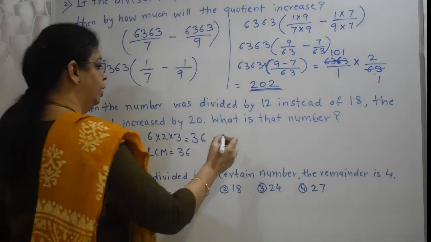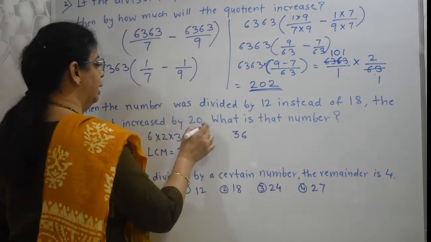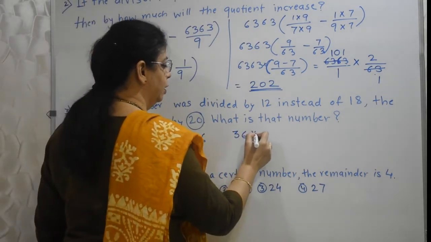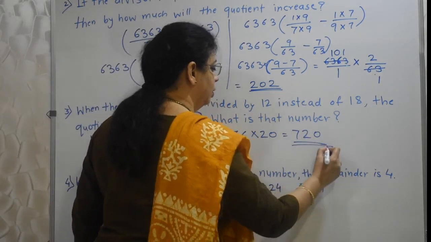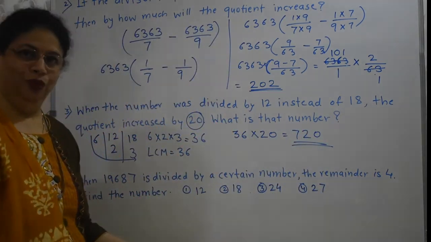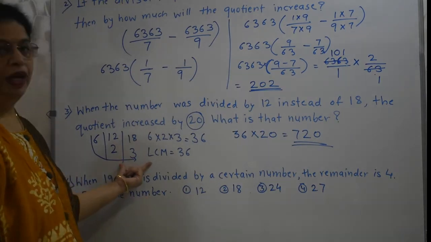What you need to do? Take that LCM and multiply by this number, whatever is given in the question. So the answer is 720. Done. Right? So this is very important.